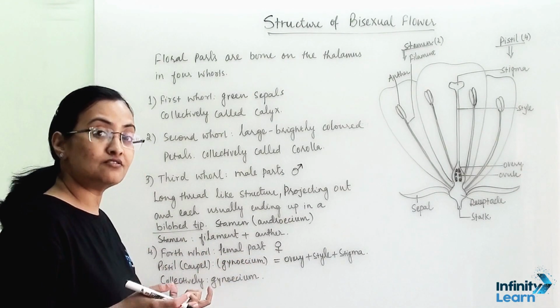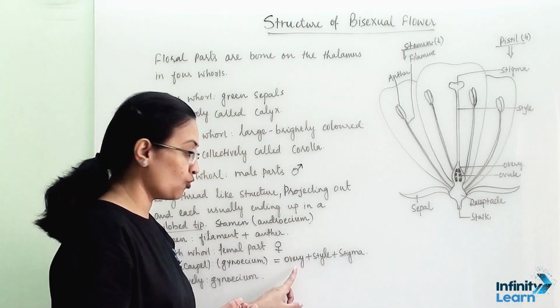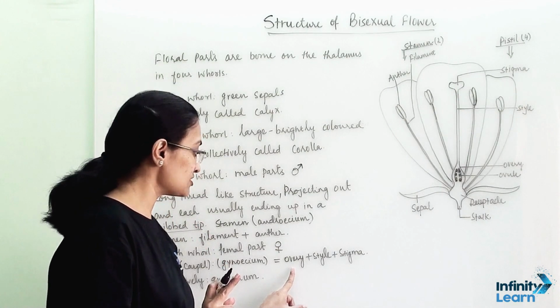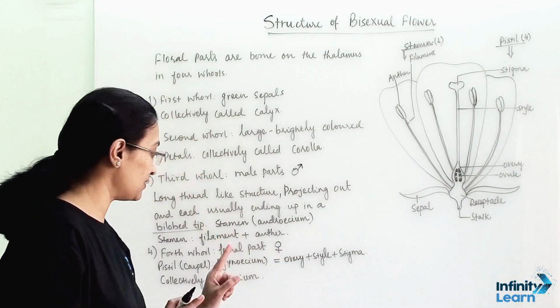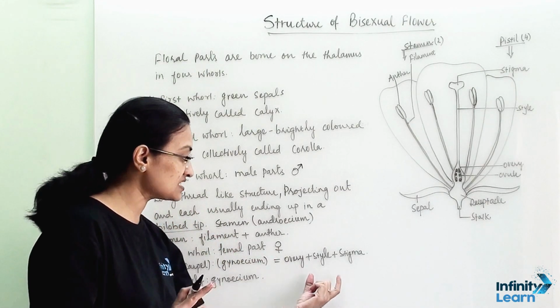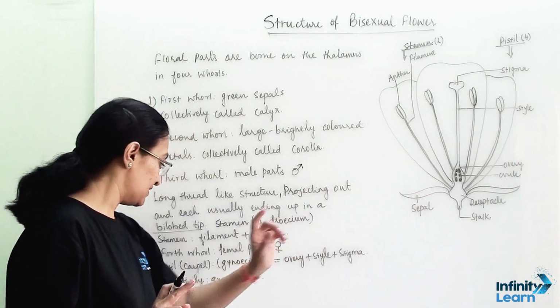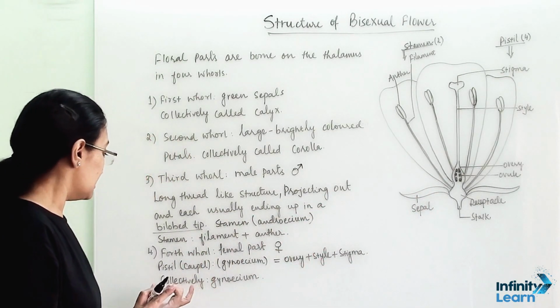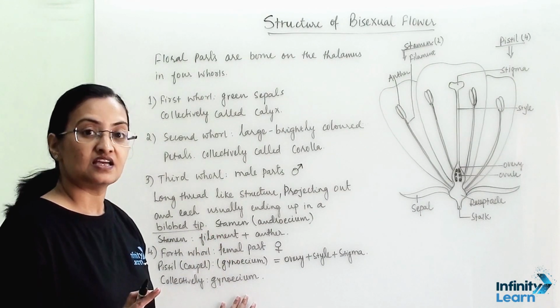So the pistil, which is also called carpel, consists of the ovary, which has ovules, then the style and then the stigma. Parts in one carpel or one pistil: ovary, style and stigma. And in the ovary the ovules will be there. So these are the female parts. Now collectively these female parts are known as gynoecium.